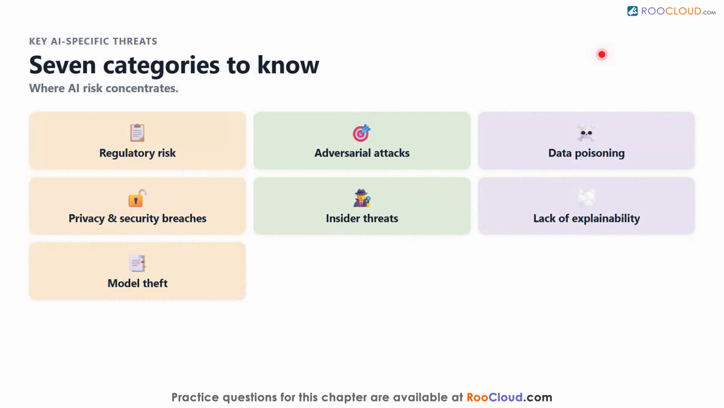Let me lay out the key categories of AI-specific threats. There is regulatory risk from fragmented rules across regions. There are adversarial attacks that trick a model into a wrong decision, like nudging a vision system to misread a critical signal. There is data poisoning of the training data. There are data privacy and security breaches. There are insider threats from staff who steal or sabotage. There is a lack of explainability that hides errors and erodes trust. And there is model theft, where the algorithm and its parameters are copied outright.